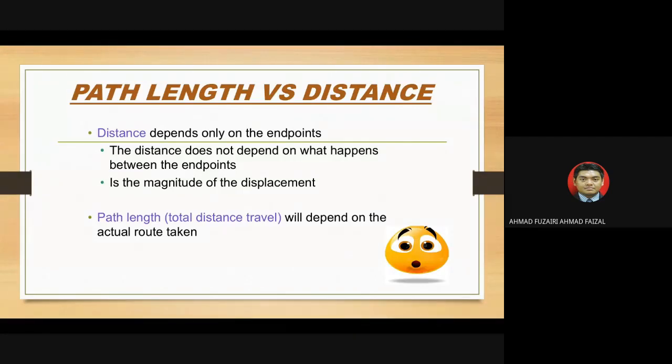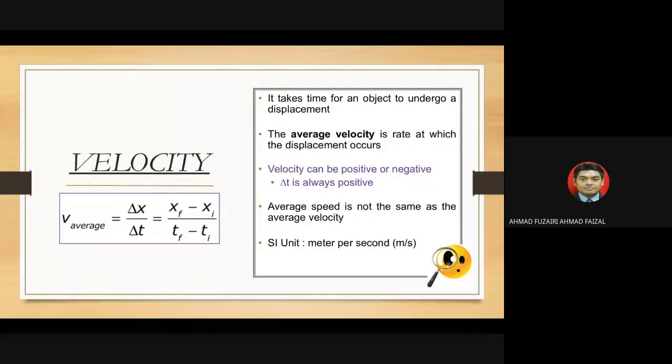The path length will depend on the actual route taken during the trip. Velocity is a vector quantity having both magnitude and direction. When a moving object undergoes a displacement and takes time to move, we say that the object has a velocity. So velocity can be both positive or negative, depending on its direction. The total time taken during the motion must always be positive.